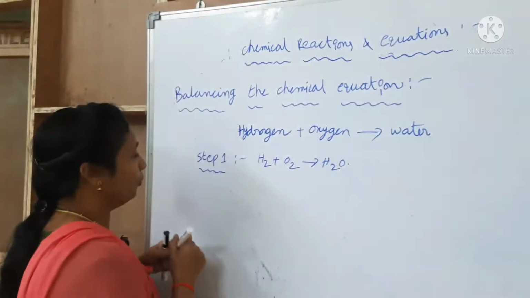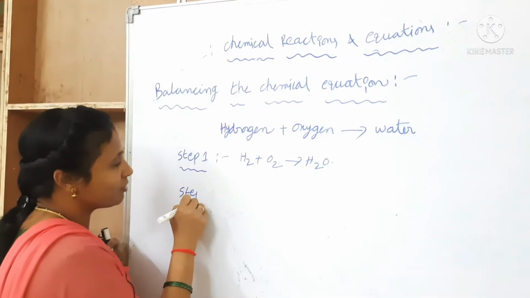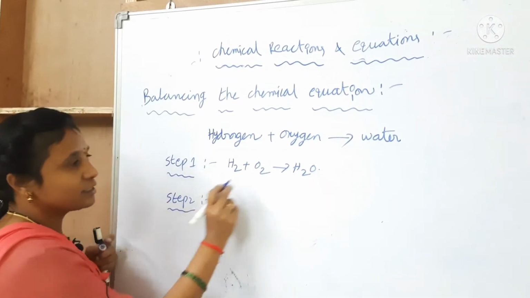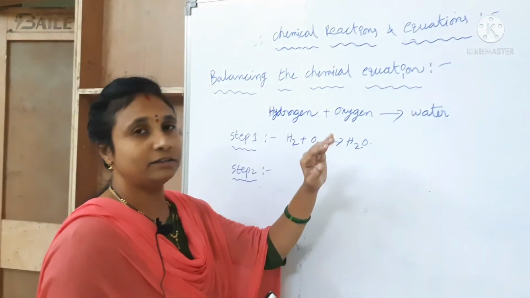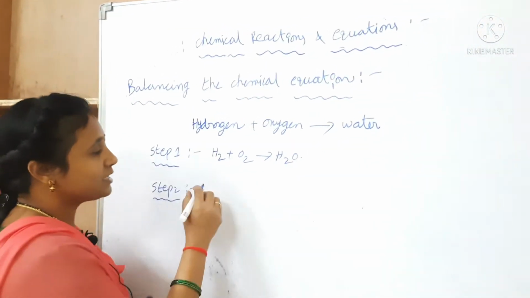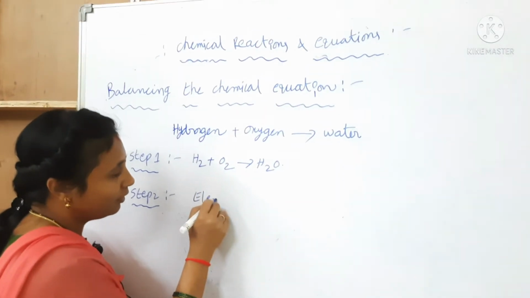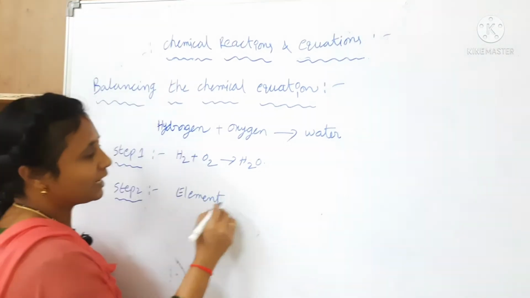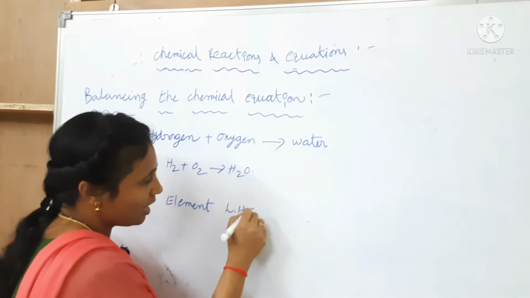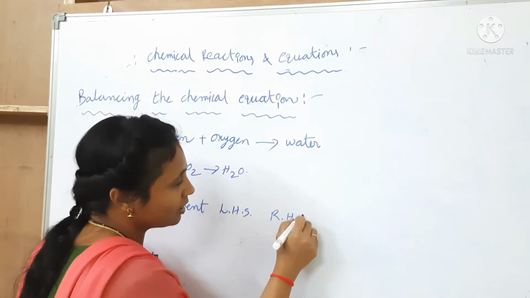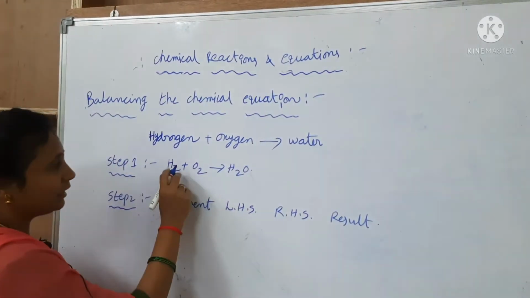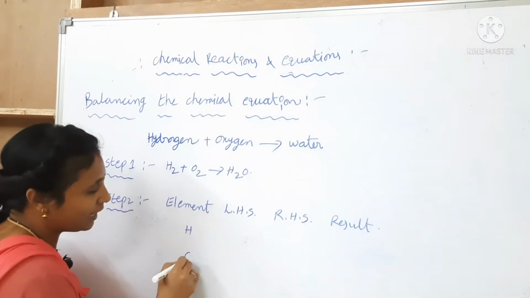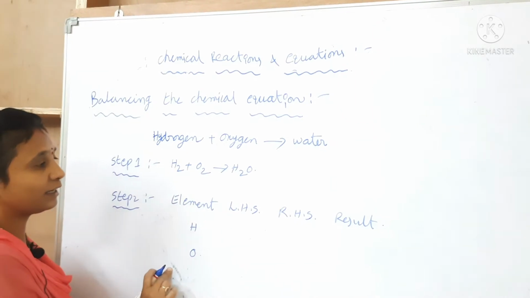In step 2, you have to check whether the given equation is balanced or not. For this I am taking a table. The table contains the columns element, LHS, RHS and result.